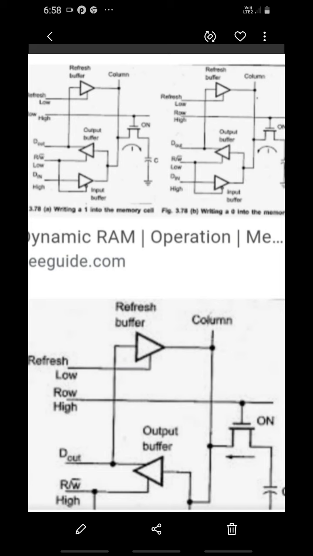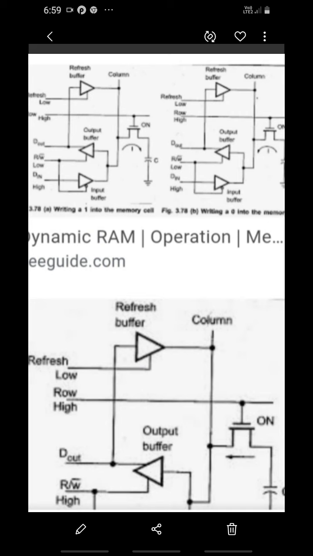Write operation. To enable write operation, the read or write line is made low, which enables the input buffer and disables the output buffer as shown in the above PPT.